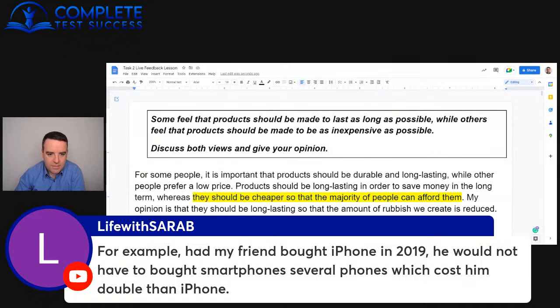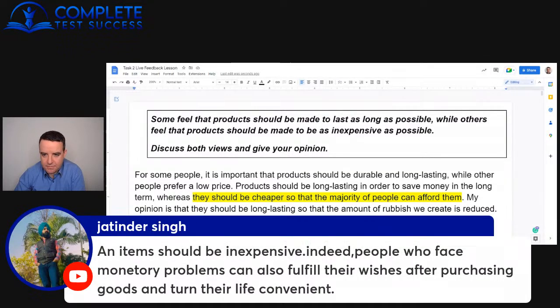Okay. For example, had my friend bought an iPhone in 2019, he would not have had to buy several smartphones, which cost him double the price of an iPhone. Okay. Yep. Good. Jatinder: an item should be inexpensive. Indeed, people who face monetary problems can also fulfill their wishes after purchasing goods and make their lives more convenient.